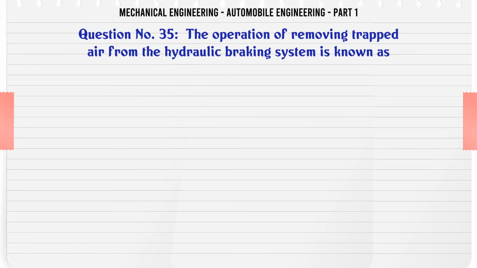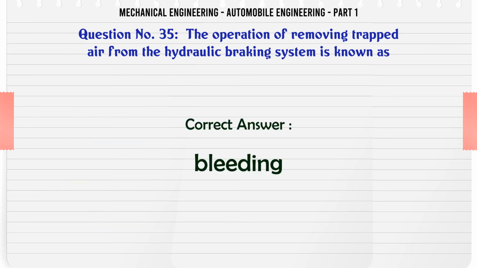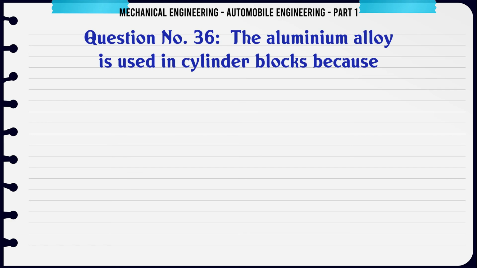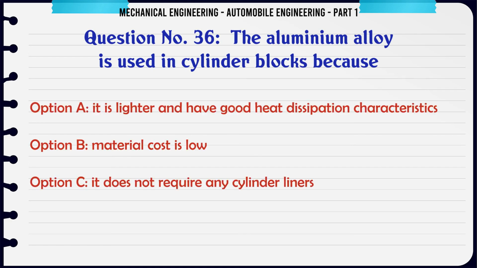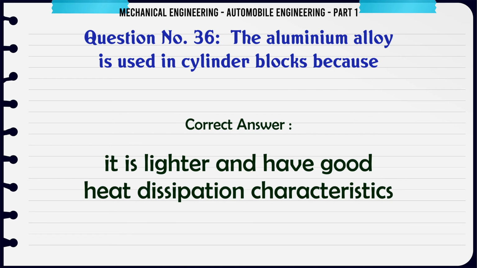The operation of removing trapped air from the hydraulic braking system is known as: A. trapping, B. tapping, C. bleeding, D. cleaning. The correct answer is bleeding. The aluminium alloy is used in cylinder blocks because: A. it is lighter and has good heat dissipation characteristics, B. material cost is low, C. it does not require any cylinder liners, D. the piston is also made of aluminium alloy. The correct answer is it is lighter and has good heat dissipation characteristics.